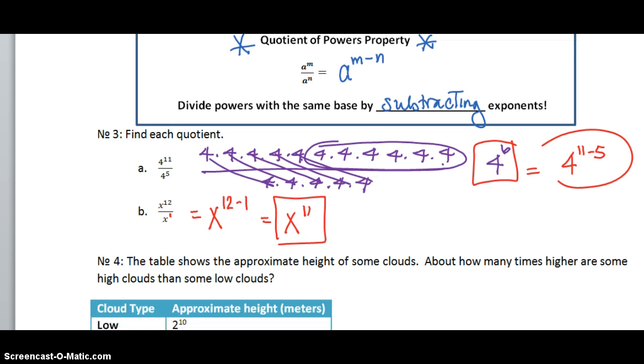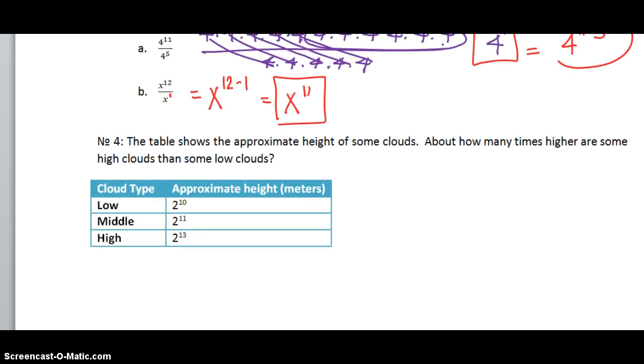All right, let's look at this table below. It shows the approximate height of some clouds. Okay, maybe some of you love studying meteorology and looking at the heights of clouds. About how many times higher are some high clouds than some low clouds? So here are high clouds and here are low clouds. And we're doing a comparison of how many times higher they are. So usually when we make a comparison, we make a ratio. We're comparing high clouds to low clouds.